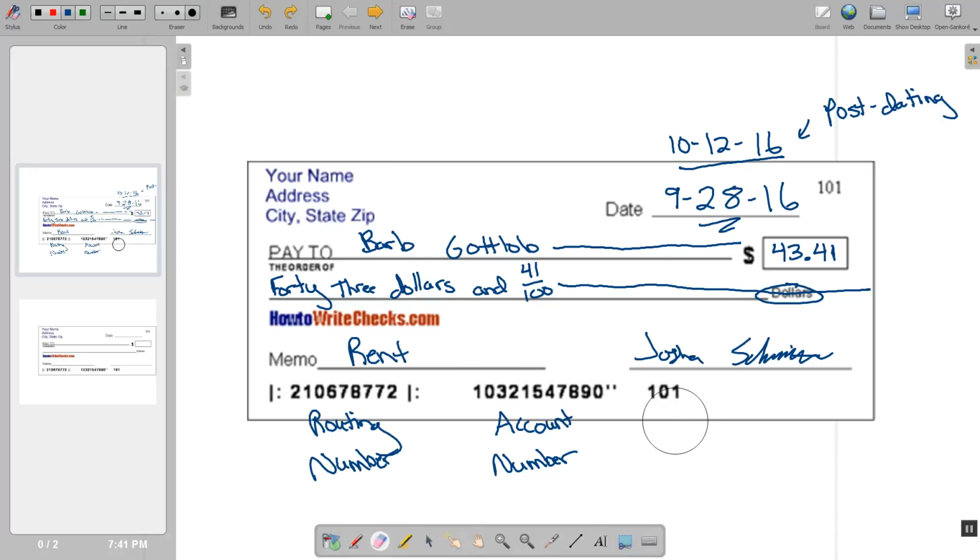The final thing, and actually the most important thing probably on any check, is the check number. Any number of a check that ends in 1 means this is a new check. You can choose your checks to start at any number as long as it ends in 1. So my first check on my last account was 701.